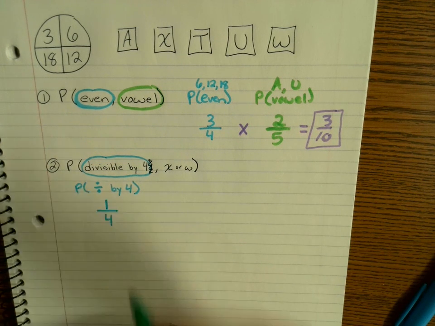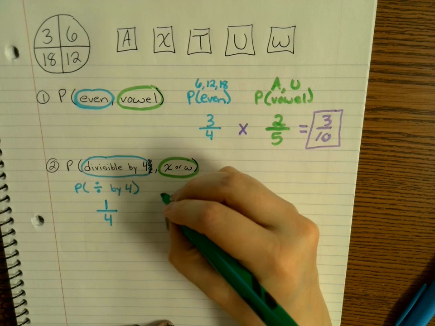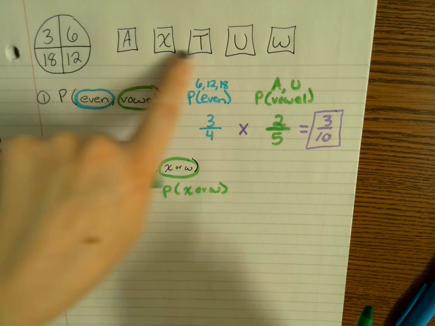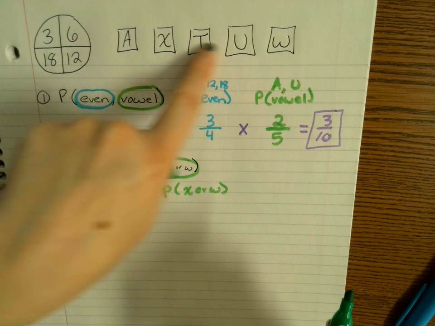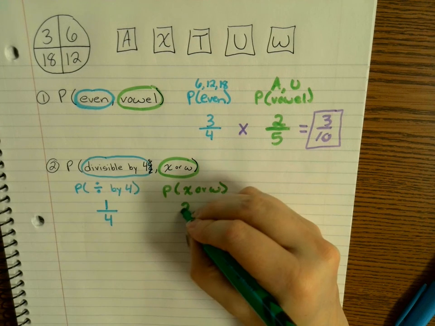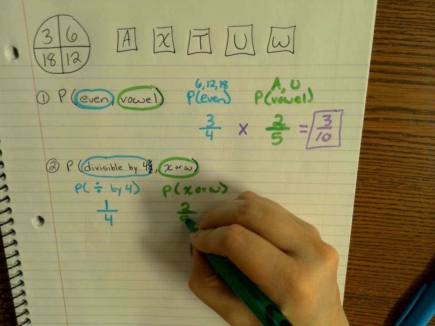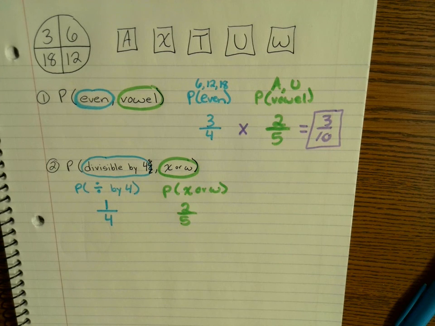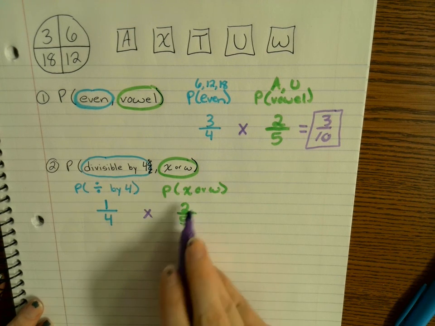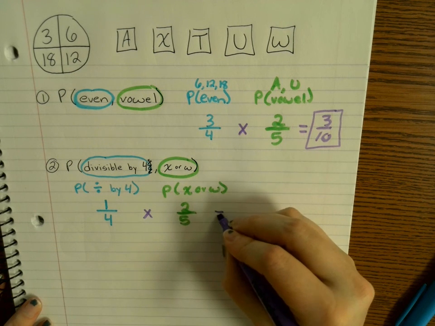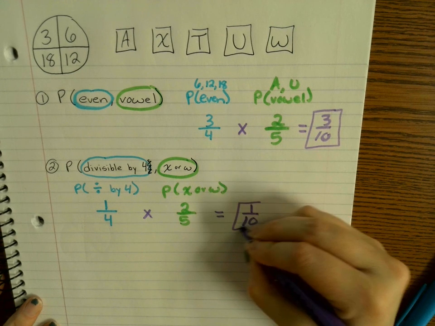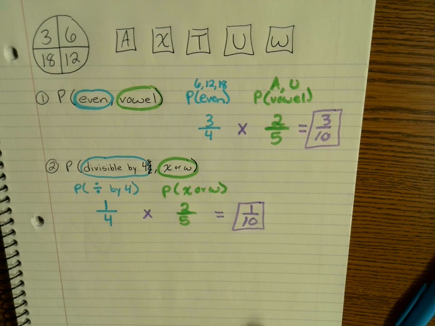Okay, now let's look at this one separately. I want the probability that I'm going to choose an X or a W. How many X's are up here? 1. How many W's? So how many choices? 2. There are 2 of them out of how much? 5. 2 out of 5. Now what do? Multiply. So we're going to multiply 1 over 4 times 2 over 5. And when we do that, we're going to get 1/10. We'd get 2 over 20, but 2 over 20 simplifies to 1 over 10.